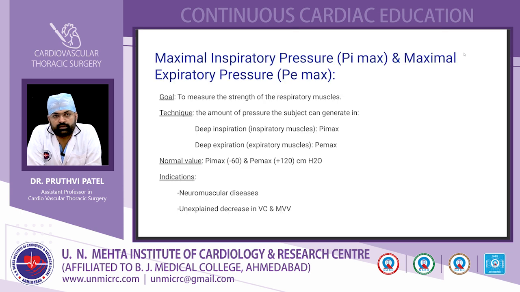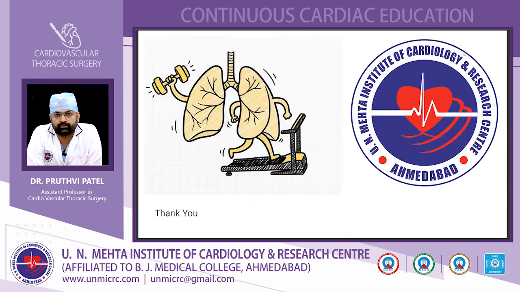Then this is another test, maximum inspiratory pressure, PI max, and PE max, maximum expiratory pressure. The goal is to assess the strength of respiratory muscles, and the technique is the amount of pressure the subject can generate during deep inspiration is PI max, and deep expiration is PE max. The normal PI max is -60 and PE max is +120 centimeters of water, H2O. And the indication is neuromuscular disease like myasthenia gravis and unexplained decrease in vital capacity. So, thank you.